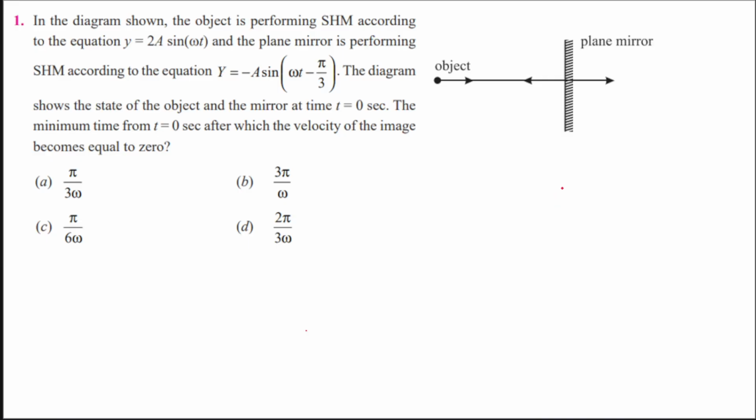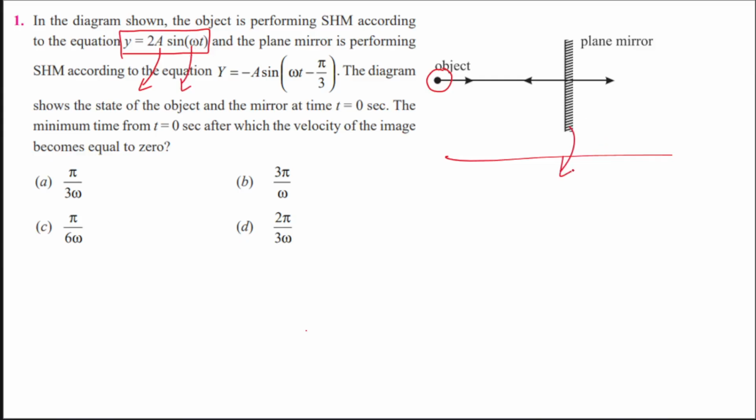Let us for now focus on this one. So there is one diagram given. You can see there is one plane mirror and then there is one object. This object is performing SHM and the equation of which is given as this one. So you can see here 2a is the amplitude and omega is the angular frequency.